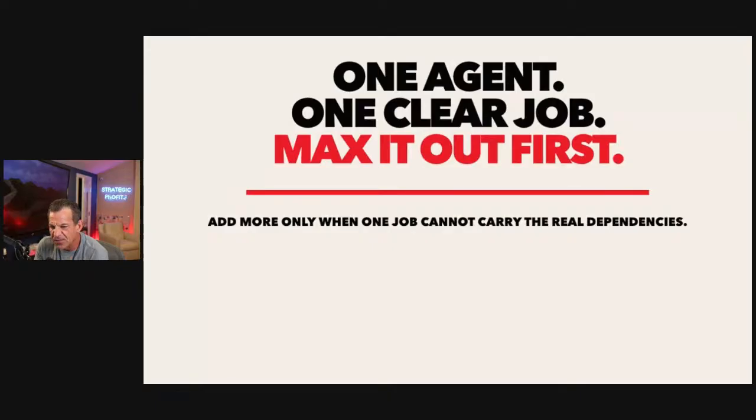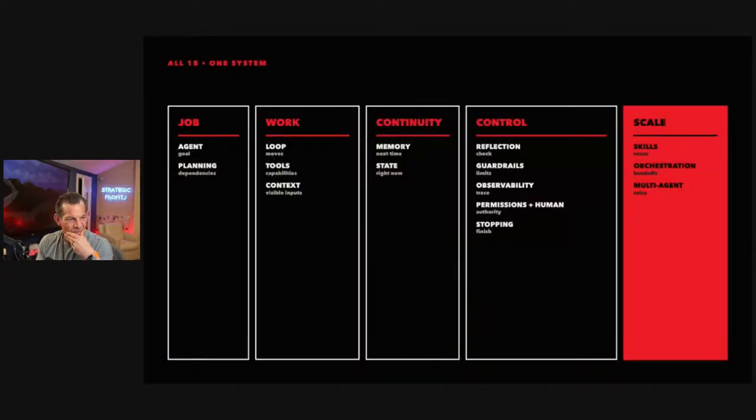Complexity must be earned by a real limitation in a simpler system, right? One agent, one clear job, max it out first, add orchestration or more agents only when the real dependencies demand it, like necessitate it. Okay, so those are the 15 terms that we've gone over.